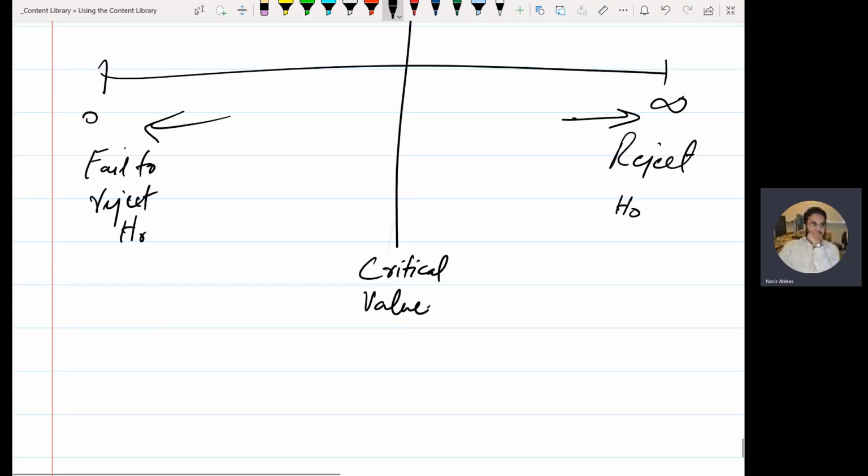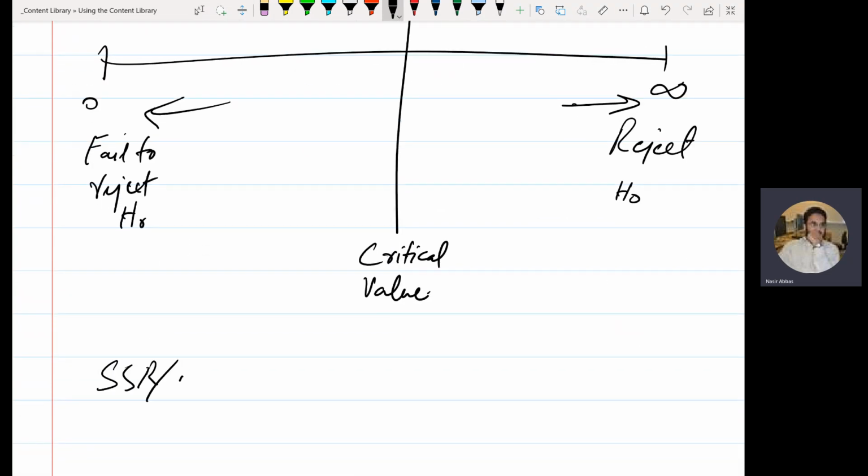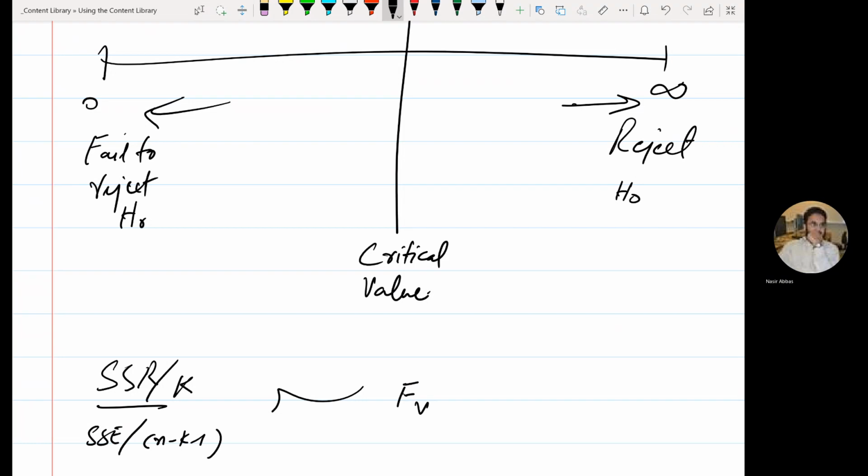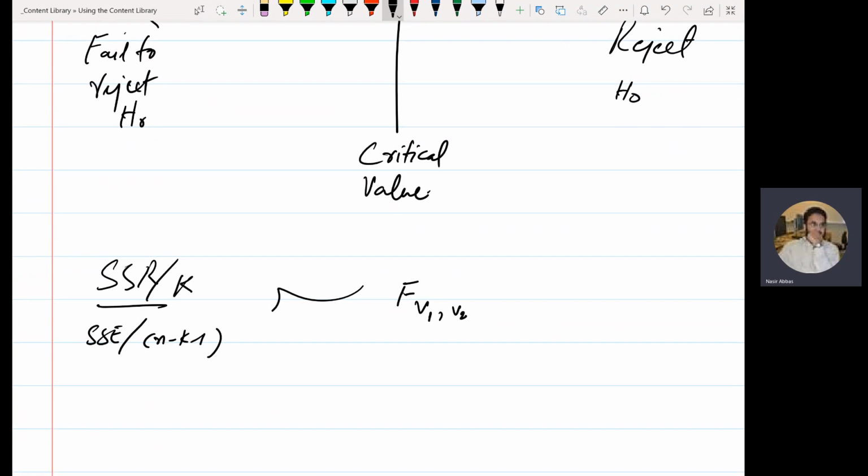And this statistic, which is SSR over K over SSE over n minus K minus 1, follows the F distribution. The F distribution has two parameters, called V1 and V2, the degree of freedom for the numerator and the degree of freedom for the denominator. The numerator degree of freedom for your case is the number of predictors. The denominator degree of freedom for your case is n minus K minus 1.